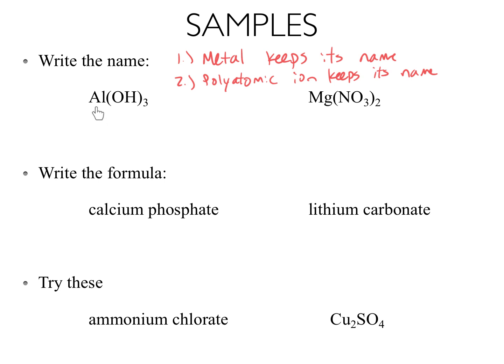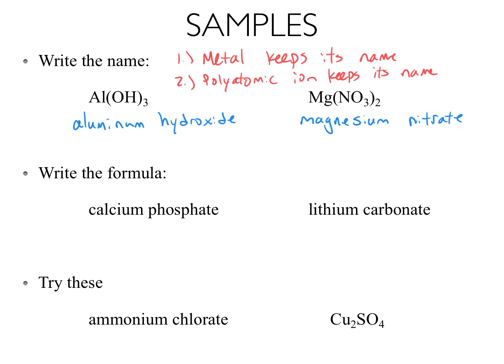This is aluminum, and this is hydroxide, just aluminum hydroxide. We don't say aluminum trihydroxide because, again, we don't use the prefixes for ionic substances, no matter how many of them we have. So that's pretty simple, aluminum hydroxide. This one is magnesium nitrate.